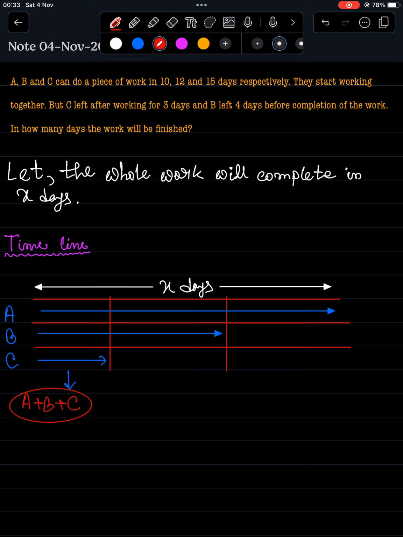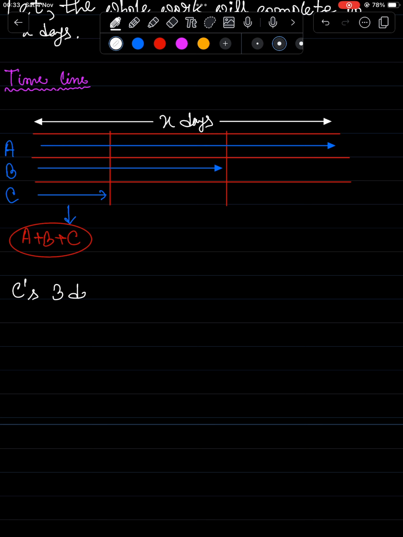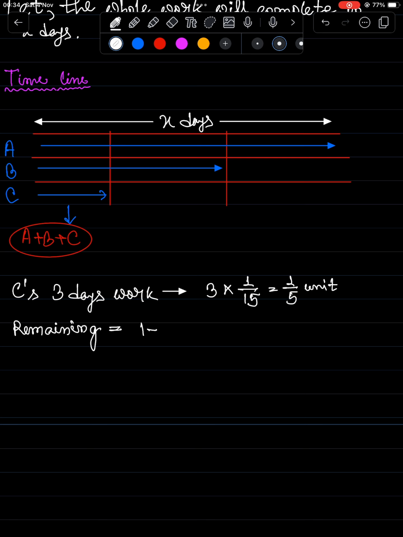Now C's 3 days of work. C's capacity is 1 by 15 into 3 equals to 1 by 5 unit. So C has only contributed 1 by 5 unit of work in the total time period. The remaining work is 1 minus 1 by 5 unit, which is 4 by 5 unit. Correct.